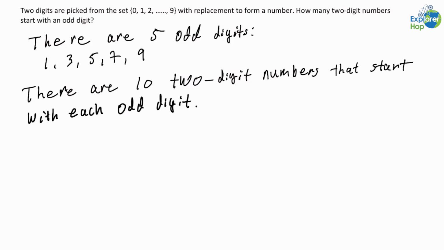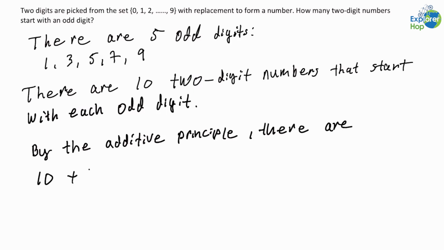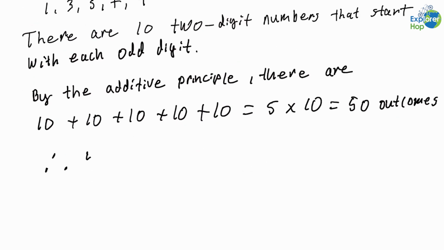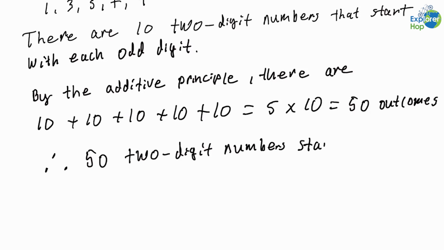And thus, by the additive principle, there are 10 plus 10 plus 10 plus 10 plus 10, which is equal to 5 times 10, which is equal to 50 outcomes. So that gives us the number of two-digit numbers that start with an odd digit. Therefore, 50 two-digit numbers start with an odd digit. And that's it for this example.